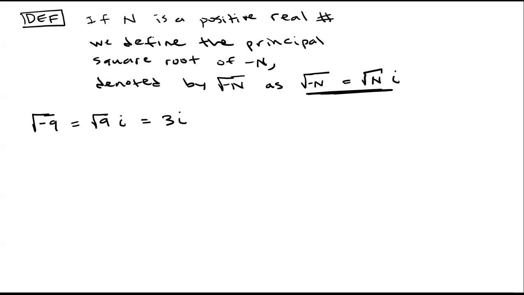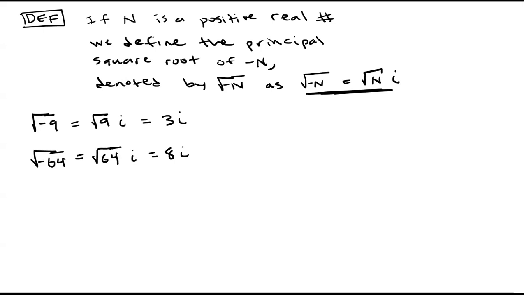Okay, let's try another one. Let's say we have the square root of negative 64. Following this format, our n in this case is going to be 64. So we have the square root of 64 times i, and we know the square root of 64 is 8, so we get 8i.